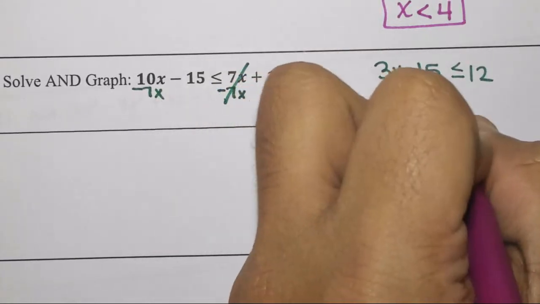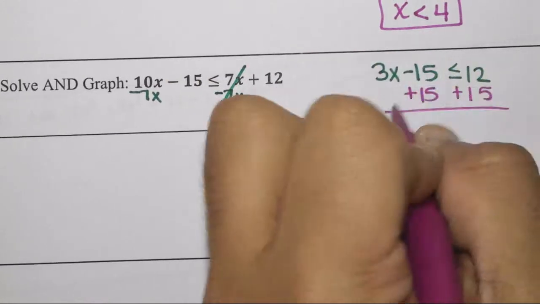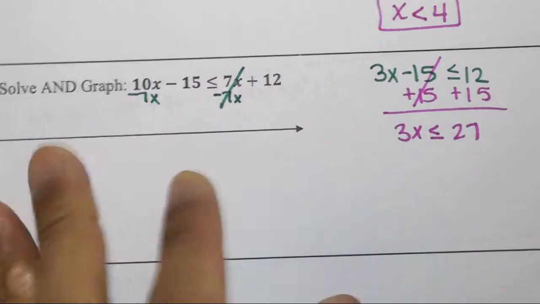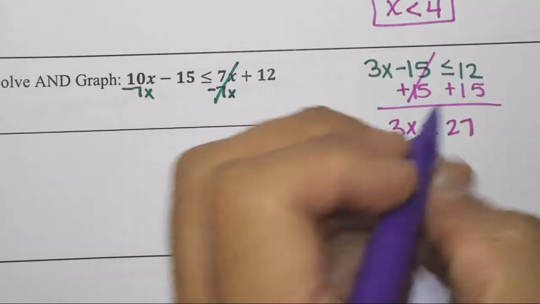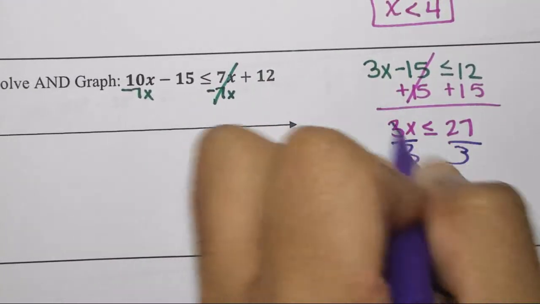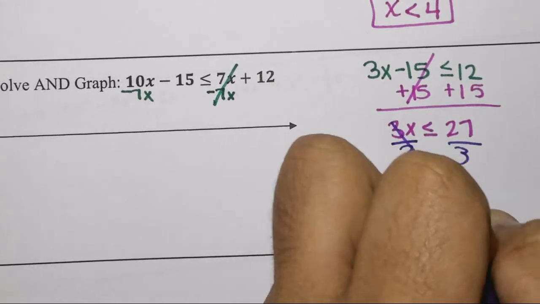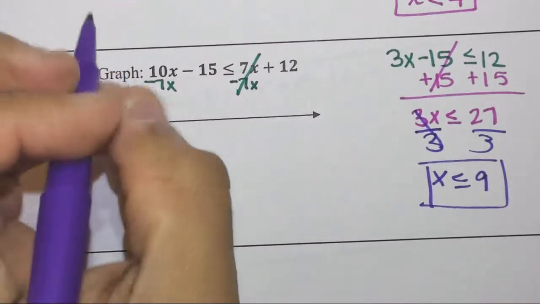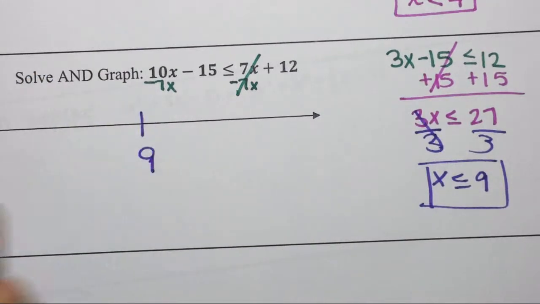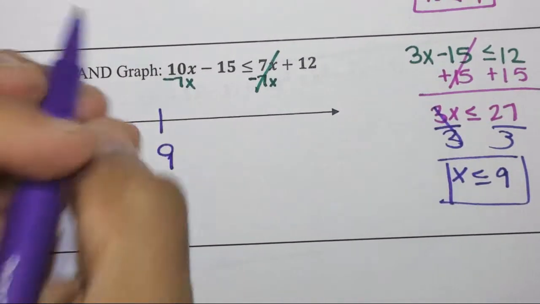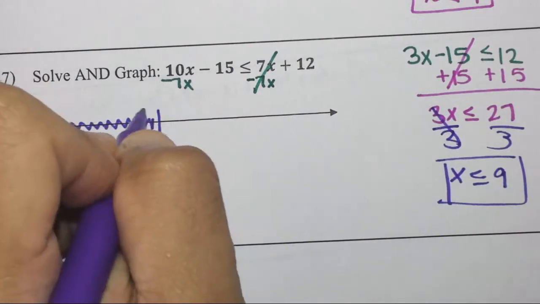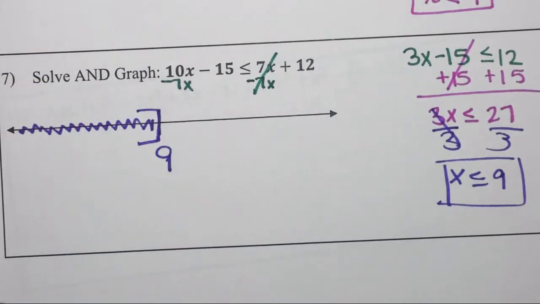Add 15 to both sides. 3x is less than or equal to 27. And then you divide by 3. So x is less than or equal to 9. That's a good answer. Plot your 9. Obviously you're going to shade towards the left, and it looks like it's going to be a bracket.